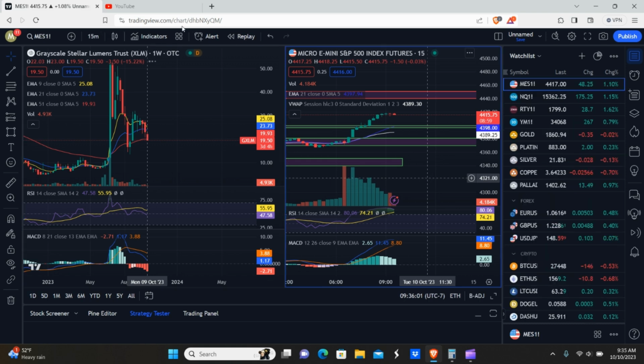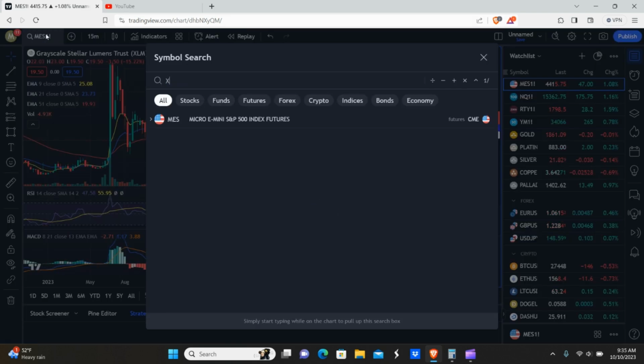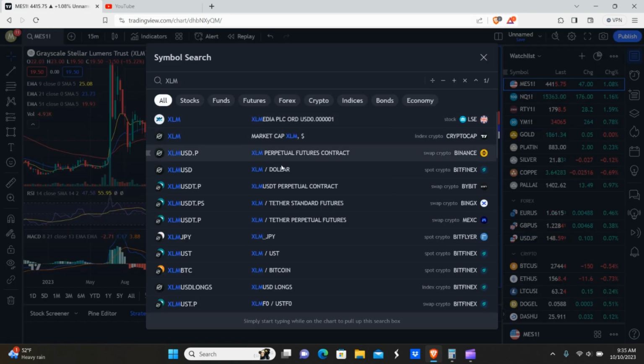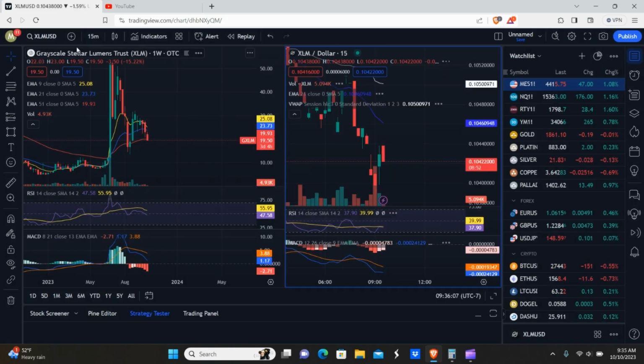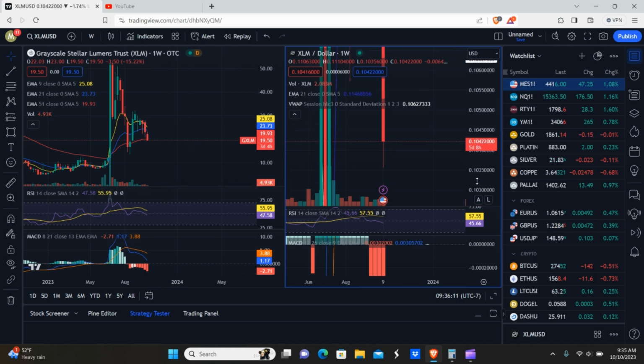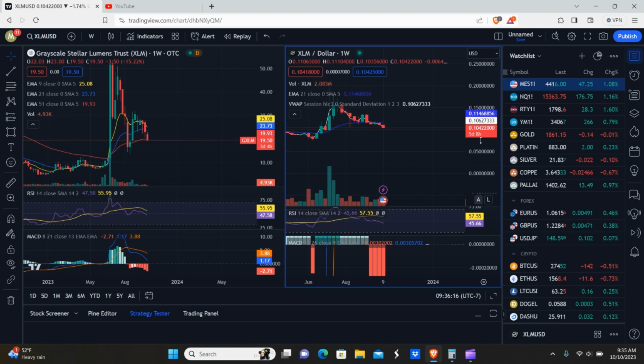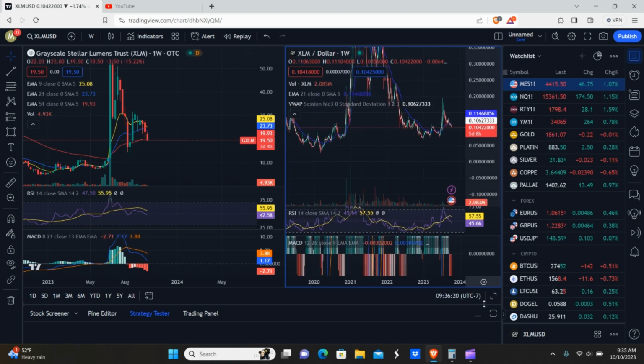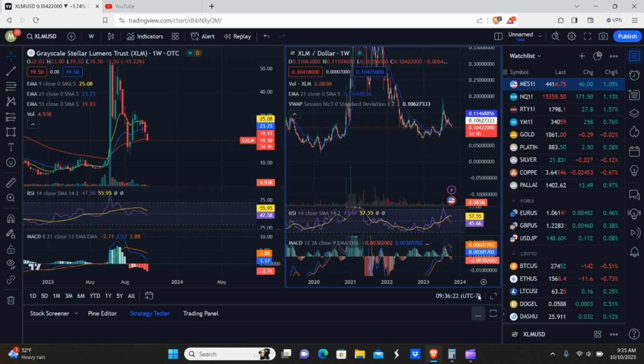So GXLM, and switch this chart to XLM in the dollar. There we go. All right, so we're going to have to really zoom out here to take a look at things.